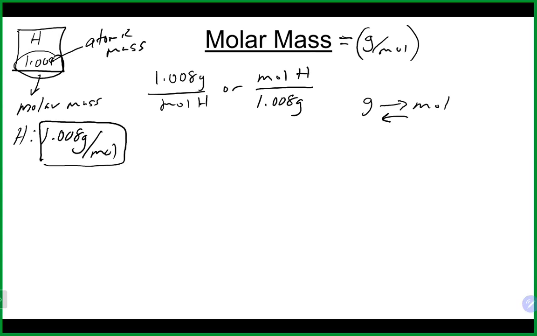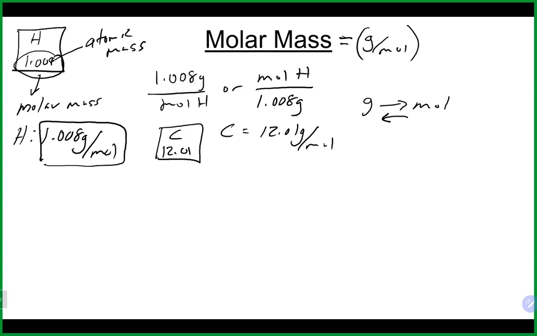We could do that for anybody on the periodic table. If we looked at carbon, it says 12.01. That means the molar mass of carbon is 12.01 grams per mole. That means for every mole of carbon, there is 12.01 grams.